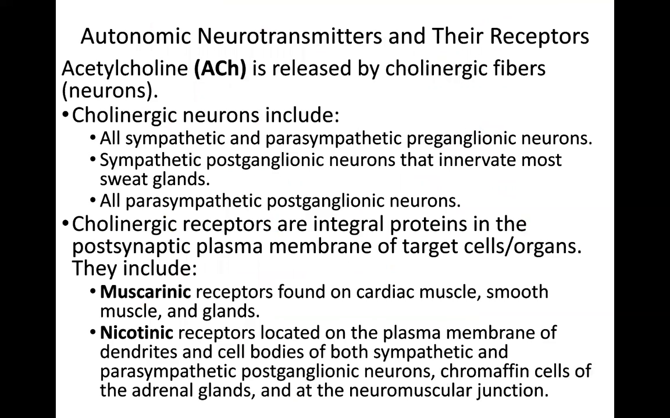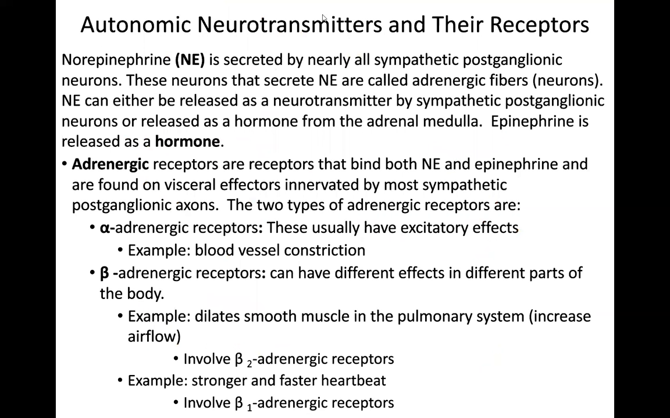Now, any neuron that releases norepinephrine is called an adrenergic fiber or adrenergic neuron. So that would be like the one that I just showed you. As I just mentioned, norepinephrine can be either released as a neurotransmitter by those sympathetic postganglionic neurons, or it's released as a hormone from the adrenal medulla. Whereas when we talk about epinephrine, we're describing it being released as a hormone because it's getting dumped in the blood from that adrenal medulla.